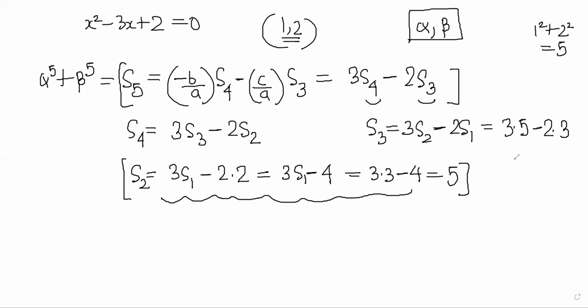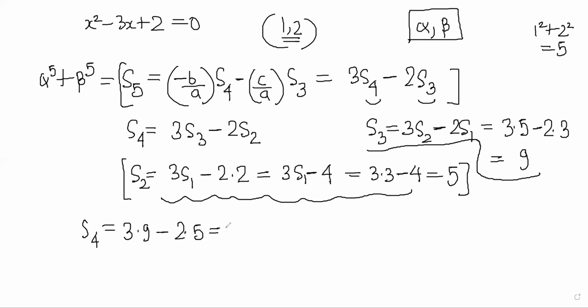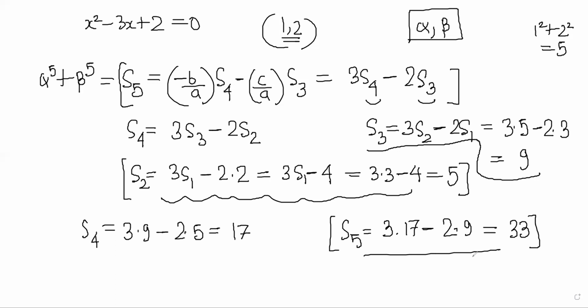So now we can easily find everything, because S3 will be 3 times 5 minus 2 times S1. S1 is 3, so this becomes 15 minus 6, 9. So S3 is 9 and S4 will be 3 times 9 minus 2 times 5, so 27 minus 10, 17. And S5 will be 3 times 17 minus 2 times S3, which is 9, so 51 minus 18, that is 33. Now you can confirm that this recursion gives the correct value, because 1 power 5 plus 2 power 5 is actually 33, right?